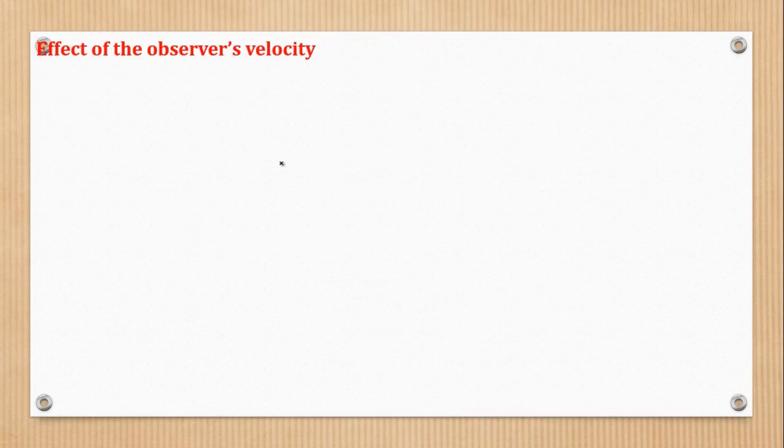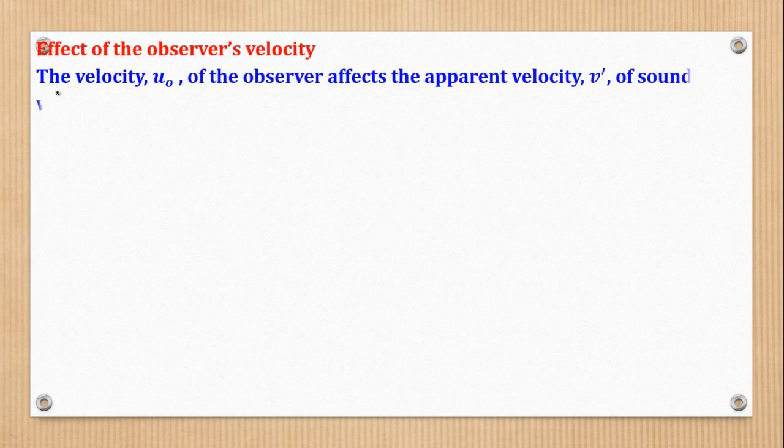So for you to get V prime and lambda prime, you need to know the effects of the observer's velocity. The velocity U naught, remember, was the velocity of the observer. The velocity U naught of the observer affects the apparent velocity V prime of the sound waves received by the observer.